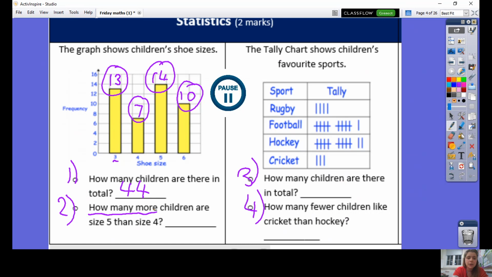So I need to find out how many children are shoe size 5. I've already written that it's 14. Subtract shoe size 4. I've already written that it's 7. 14 take away 7 is equal to 7.